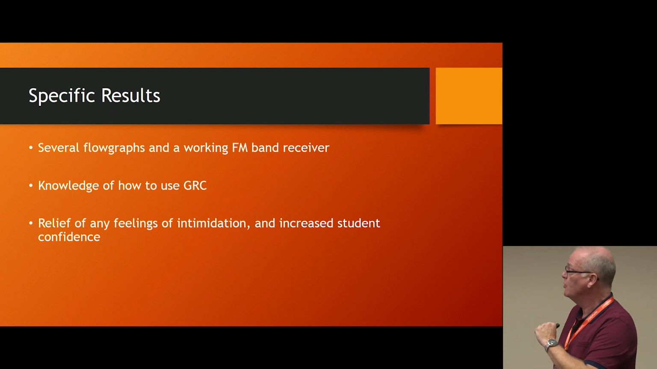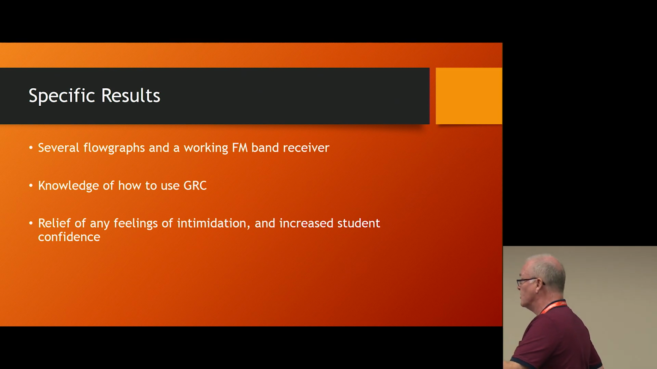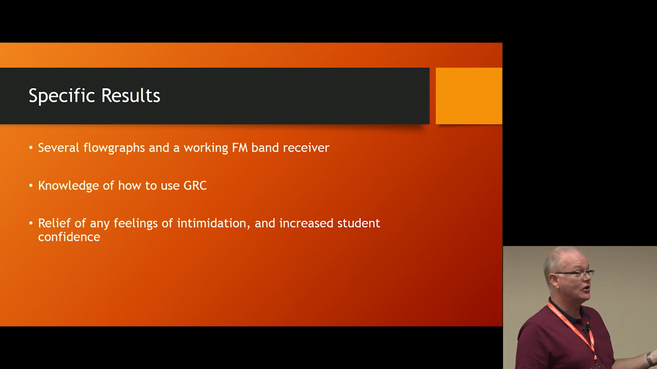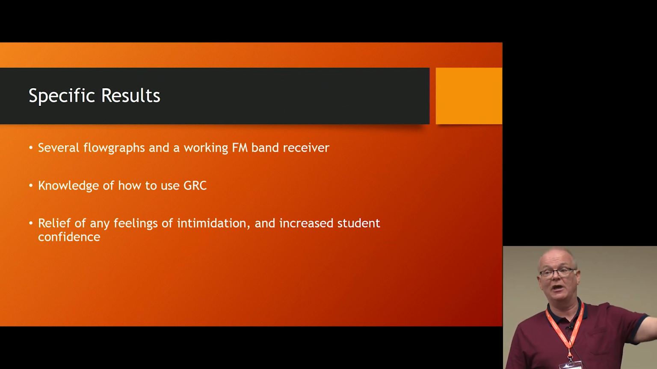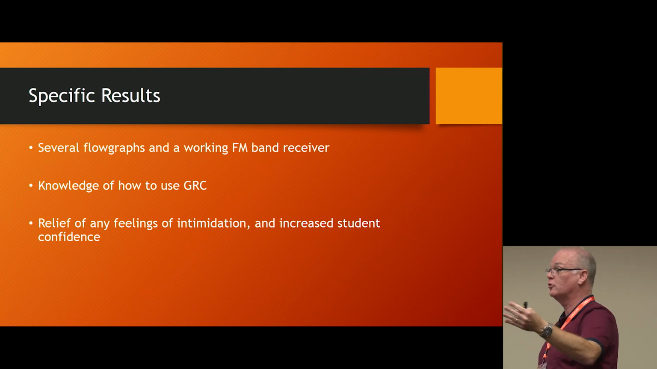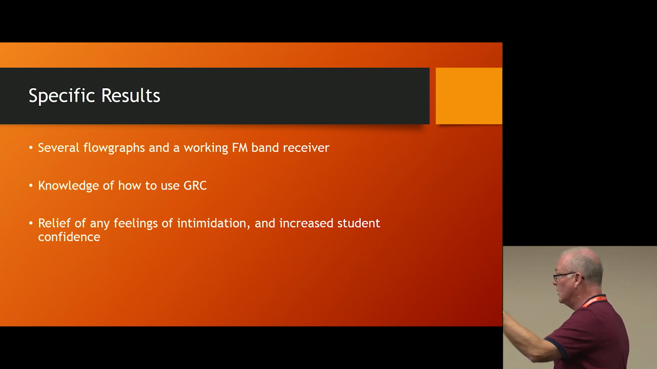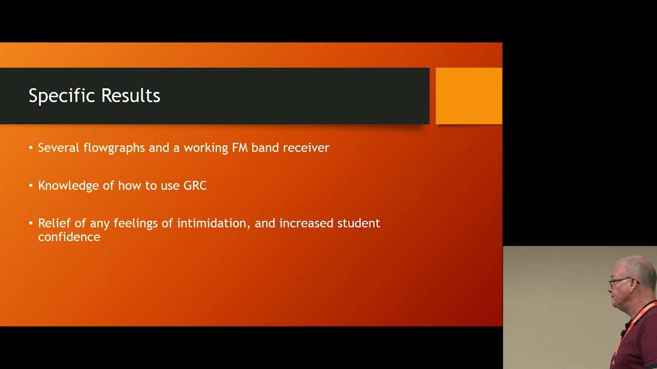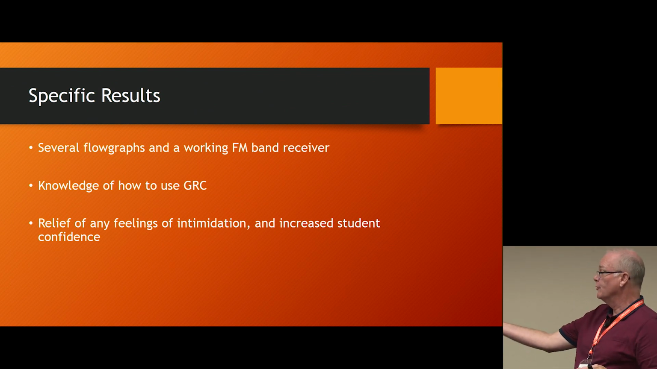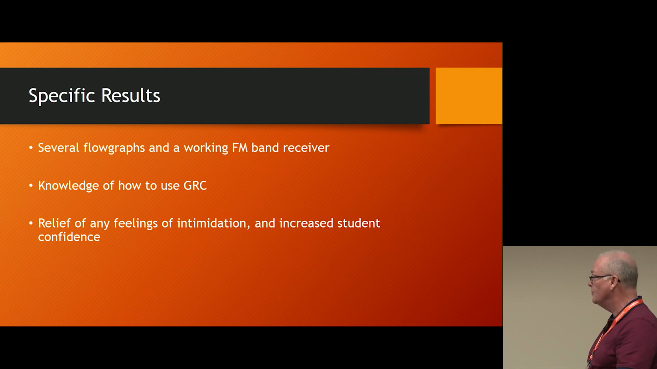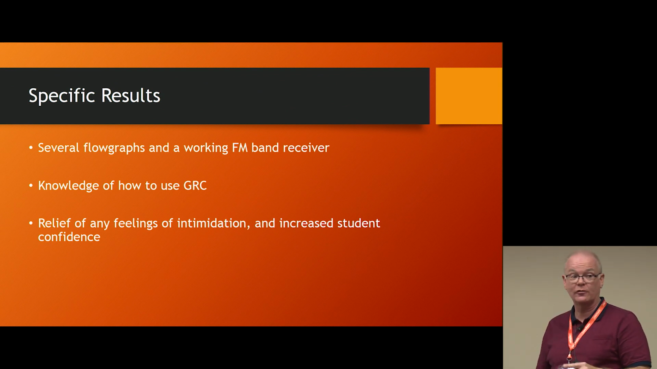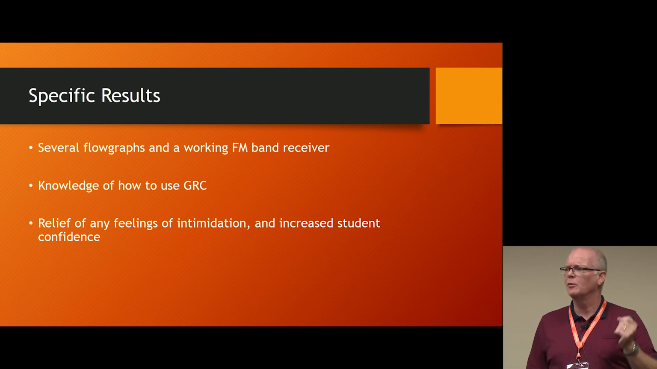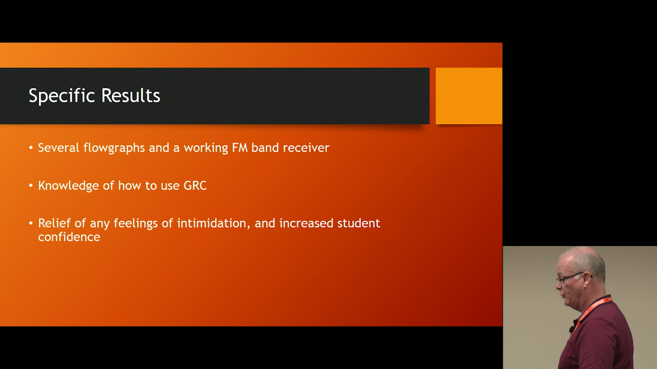So we'll talk about results in 2 different categories. Specific results, the students get several flow graphs. They get a working FM band receiver. I just have them use an RTL dongle, 88 to 108 megahertz. They're able to receive stations, have a volume control. They understand how digital radio works a lot better. They also get knowledge of how to use GRC. And hopefully, through this, I've relieved any feelings of intimidation and increased their confidence. Because of course, we all know if you want to learn something, you've got to have confidence. You've got to believe in yourself. And so I try to give them that through the course.